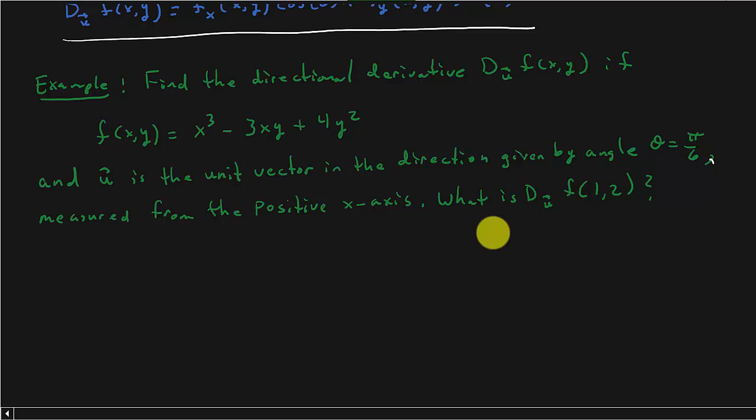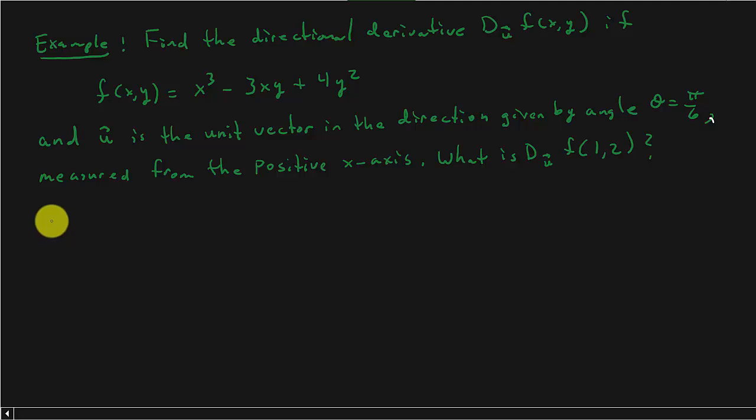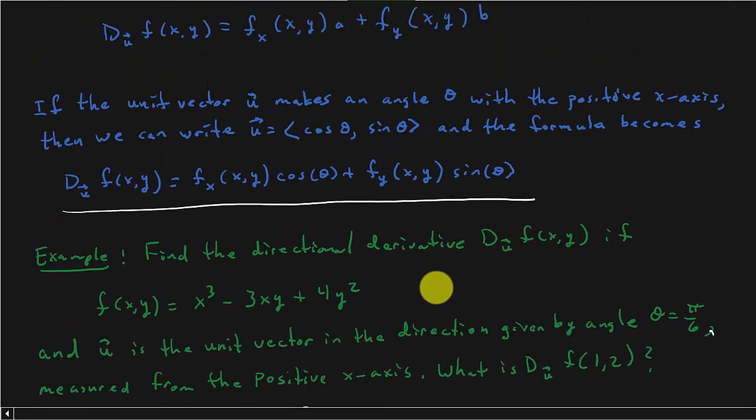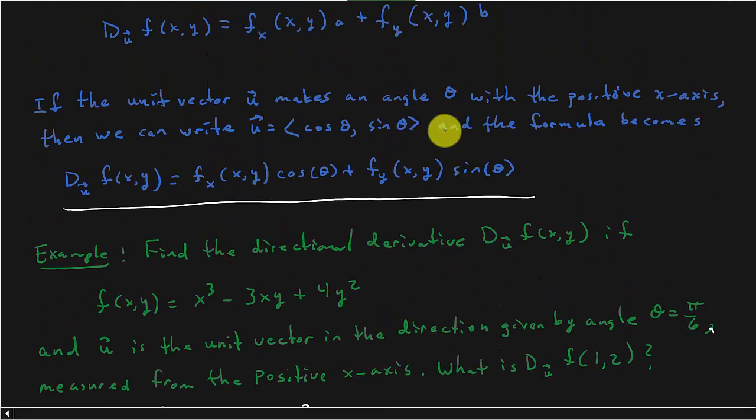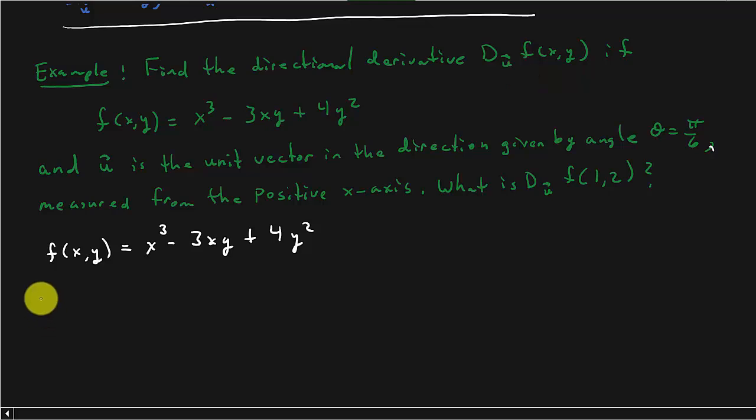All right, so it says find the directional derivative if f of x y equals this and u is the unit vector in the direction given by theta is pi over 6, measured from the positive x-axis. What is the directional derivative of f at 1, 2? All right, so let's just go ahead and write the function down. So what do we need? We need the partial with respect to x and the partial with respect to y. So let's just write the formula down.